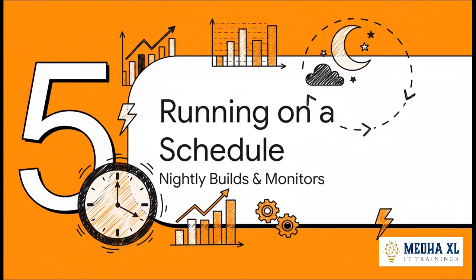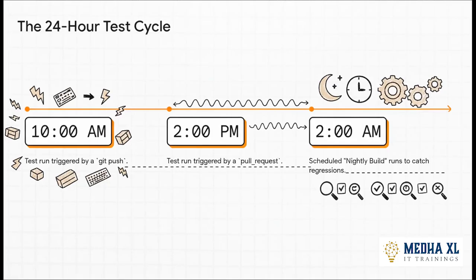Okay, so far we've covered running tests when code changes, but that's really only half the story. What about checking the health of your API on a regular schedule? Like a nightly health check. The best strategy really is to use both. During the day, your tests are triggered by what developers are doing, a Git push, a pull request, but then you have a scheduled run, a nightly build, that kicks off when things are quiet, like at 2 a.m., to catch any sneaky regressions or infrastructure problems.